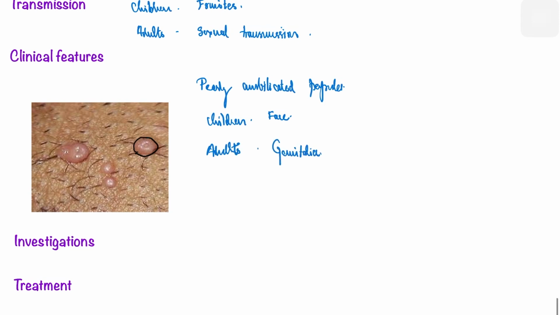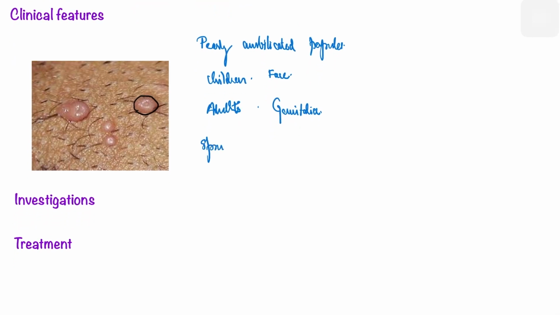So these patients who are having molluscum contagiosum will have these pearly umbilicated papules. The site of distribution varies between children and adults. Mostly in children, it occurs in the head and neck area, mostly over the face, whereas in adults it is in the genital area. Okay, and they also undergo spontaneous resolution over a period of months.